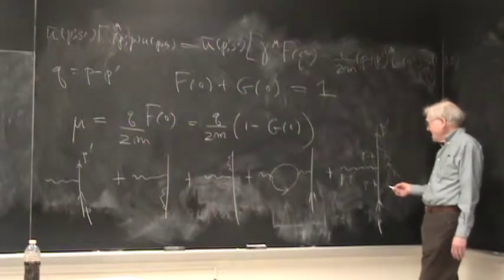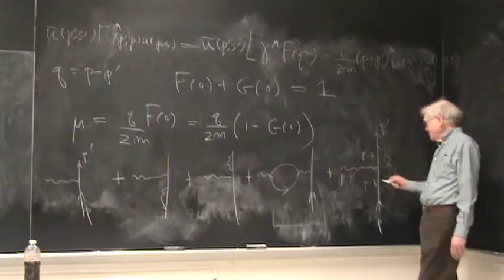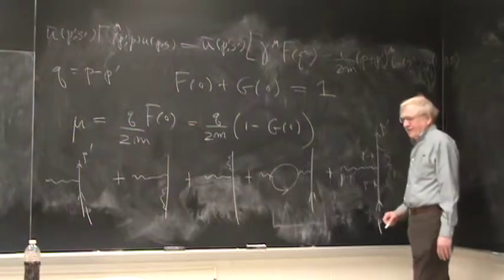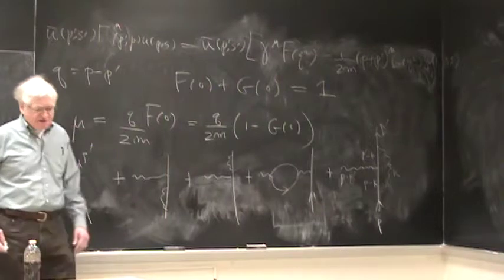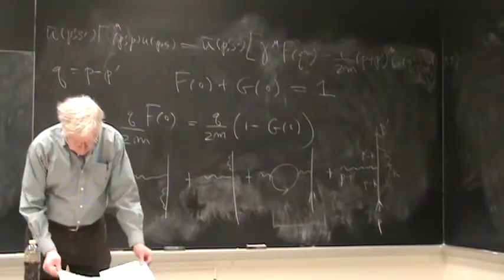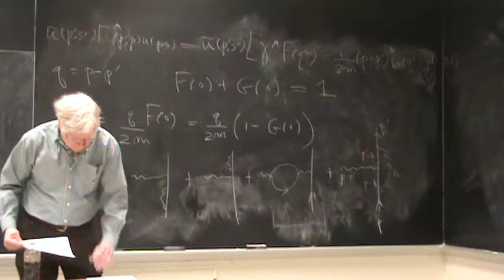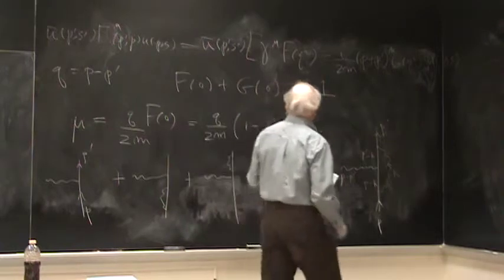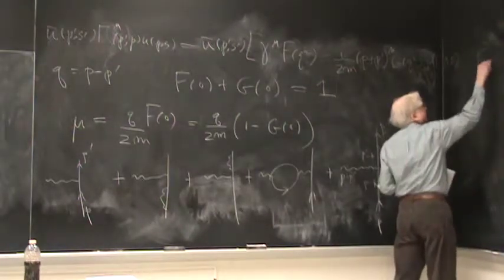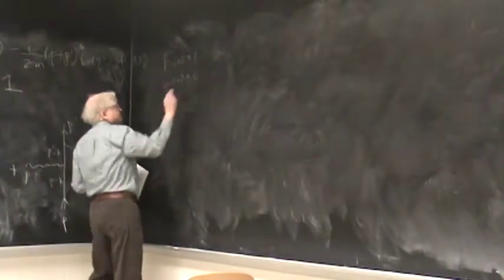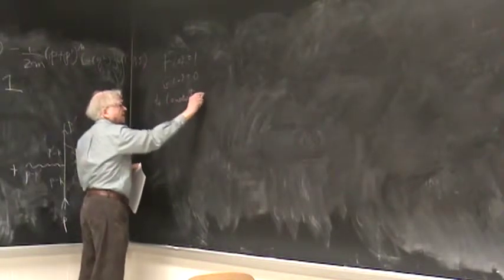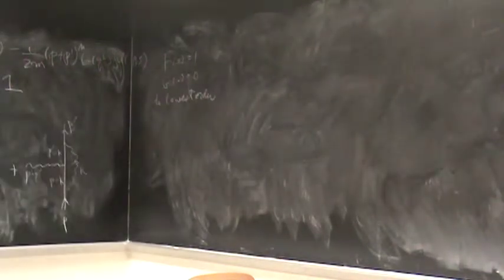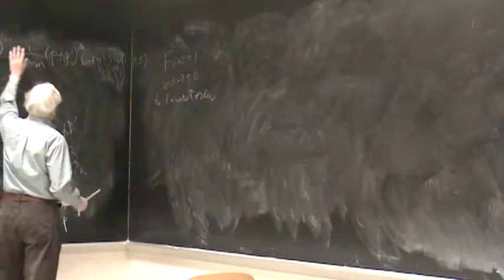Of course, you don't need to have them to keep them straight. All right, anyway. This first is the lowest order diagram. And it gives F of 0 equal to 1 and G of 0 equal to 0 to lowest order. That's simply from this diagram here. This is just a gamma mu. So that basically just gives you gamma mu times 1 plus 0.